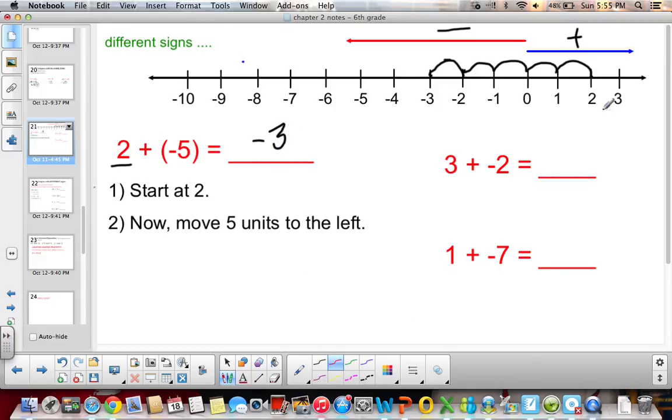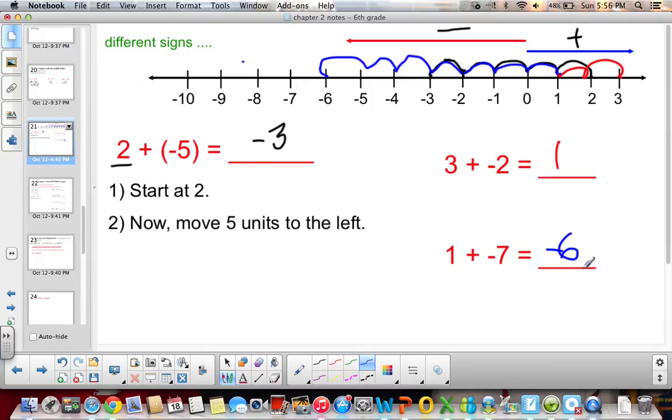3 plus -2, we're going to start at 3, 1, 2. We're going only 2 negative, so we end up at 1. Even though we're moving negative, we didn't move enough negative jumps to get to negative. We're still in the positives. And then 1 plus -7, we start at 1, and now we go 7 jumps to the left because it's negative. 1, 2, 3, 4, 5, 6, 7. And we end up at -6.